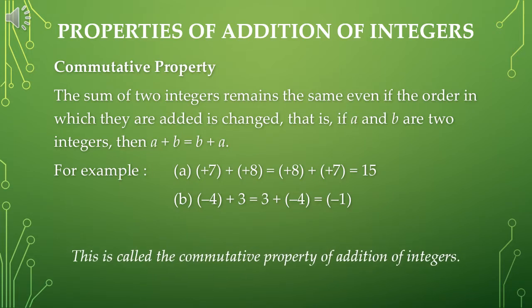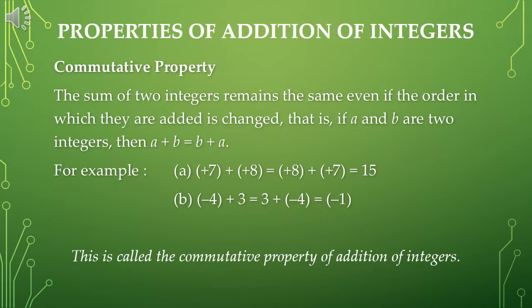Let us now discuss the next property, that is the commutative property. What do you mean by commutative property? In general, it means that if there are two integers, suppose a and b, then a plus b is equal to b plus a. If you change the order of the two integers, still the answer will remain the same.